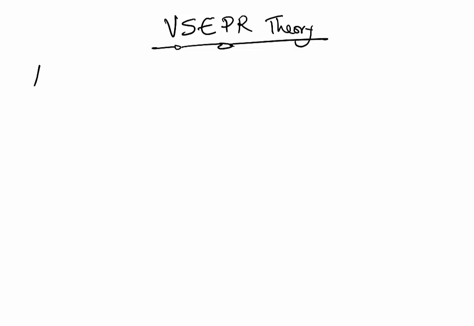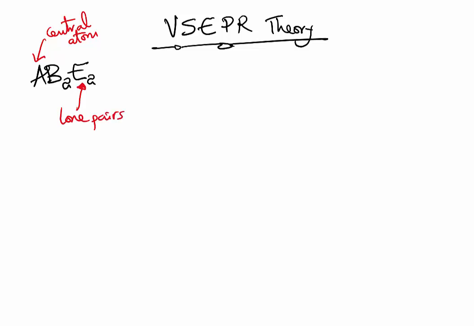Let us take a look at AB2E2. By this, again, let me remind you, A is the central atom. The E's here are the lone pairs on the central atom. The B's are the outer atoms. How will the shape of this molecule appear to us? Let us take a look at a model and then we will draw it.